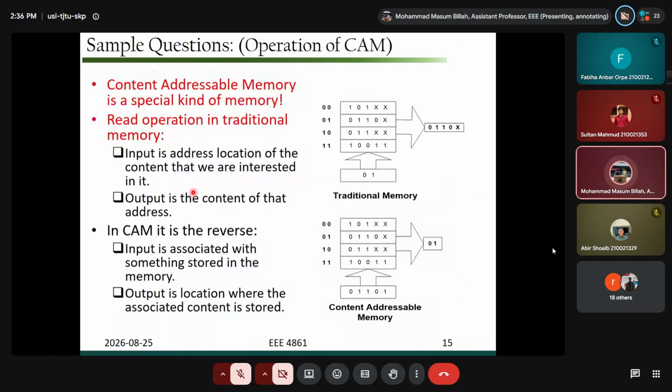So from programmable logic, another topic is CAM. You know what is CAM? Content addressable memory. Did you study that? Differences between traditional memory and content addressable memory.